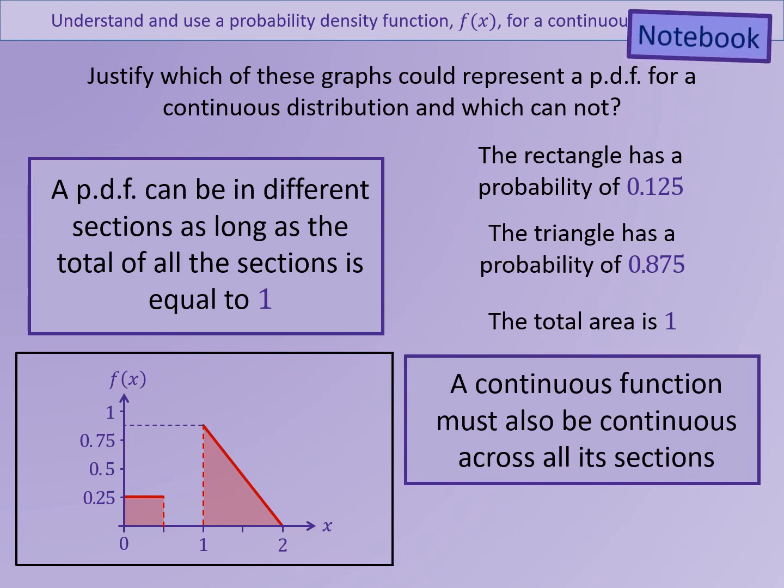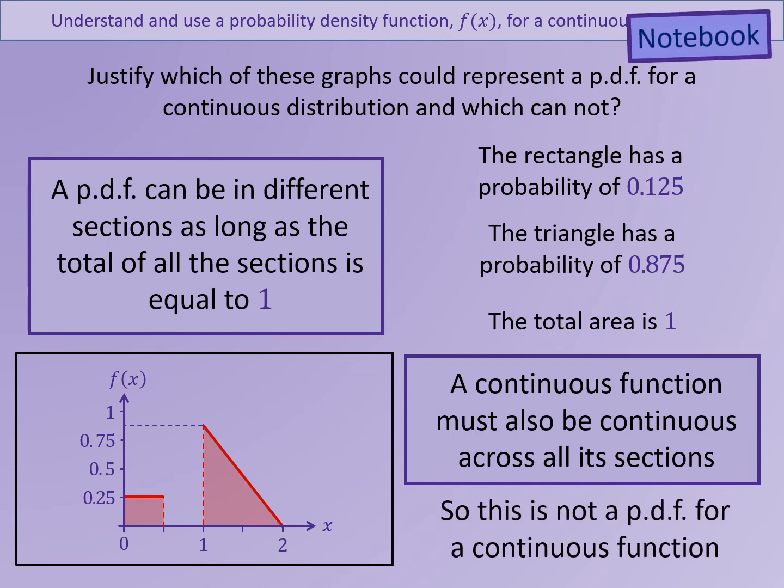However, because this distribution is described as being a continuous distribution, the function must be continuous across all of its sections. So we would say that this could not be a PDF for a continuous function. However, it could still be a PDF for a non-continuous function.